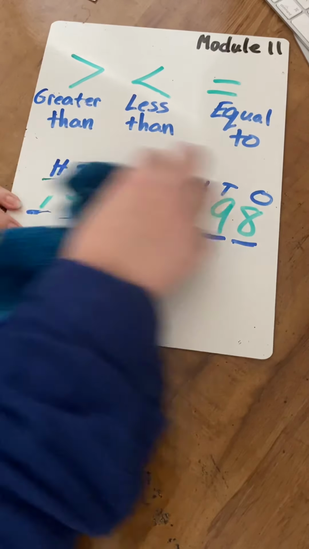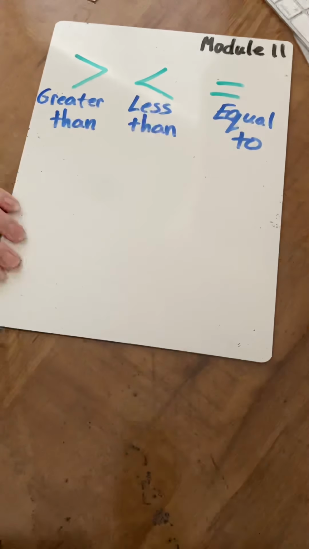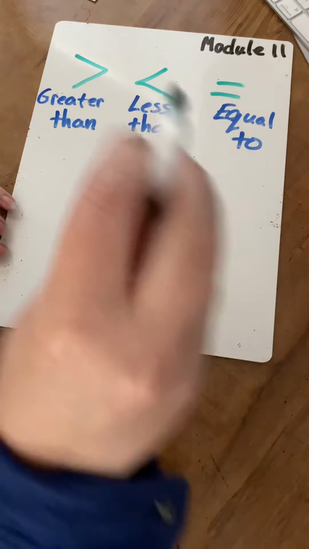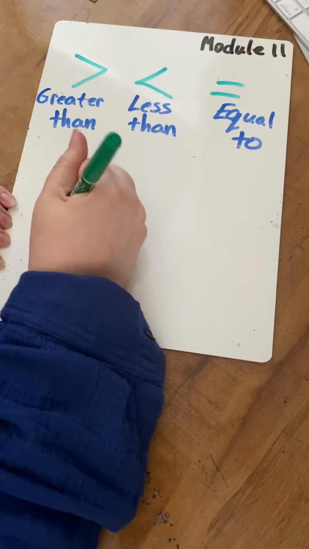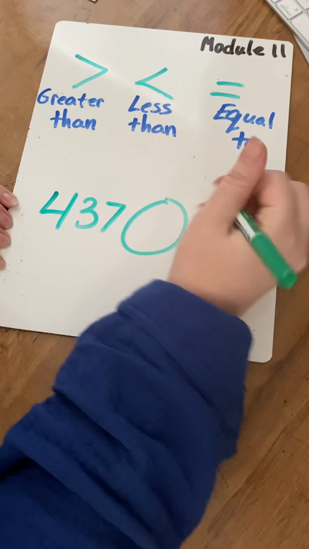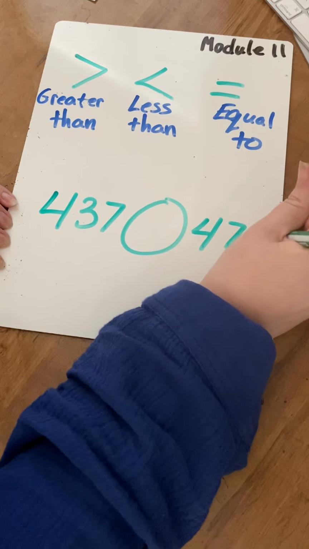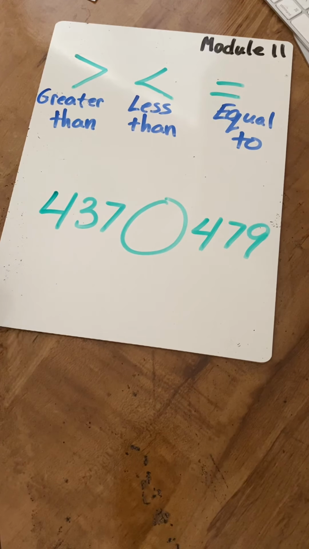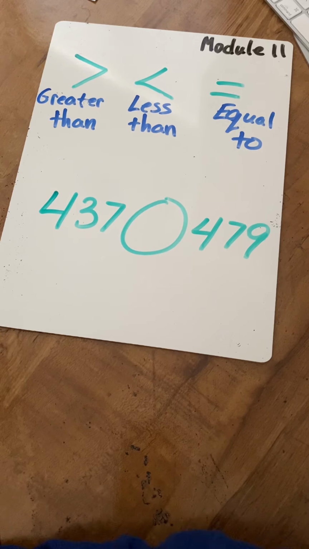All right, friends, I have one for you to do, and then we are all done. Please write down 437 compared to 479. Okay, put your HTO on it. Start with the greatest place value. Figure out which is your biggest number and put your sign in.